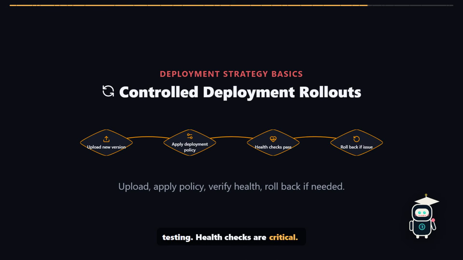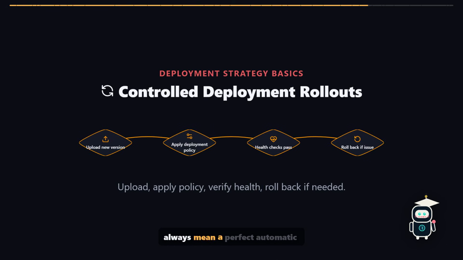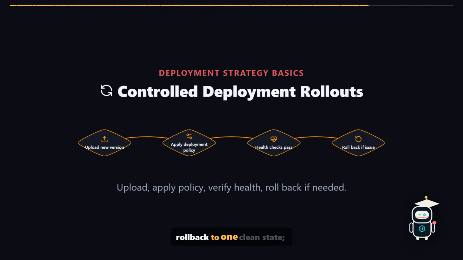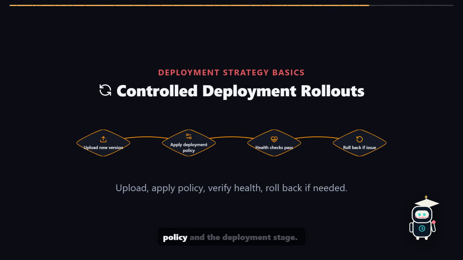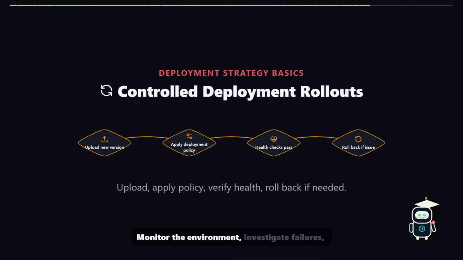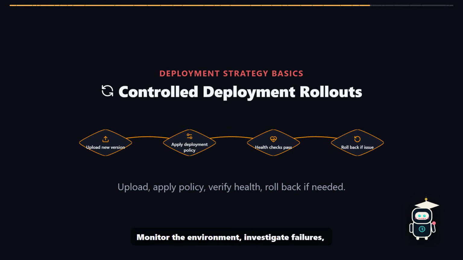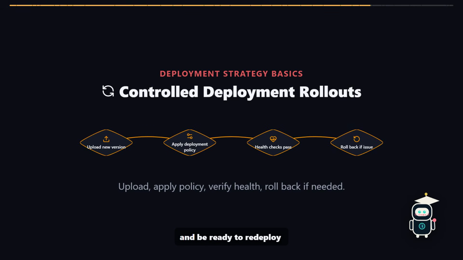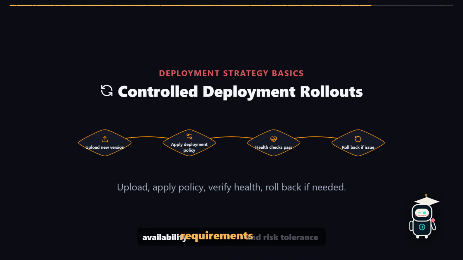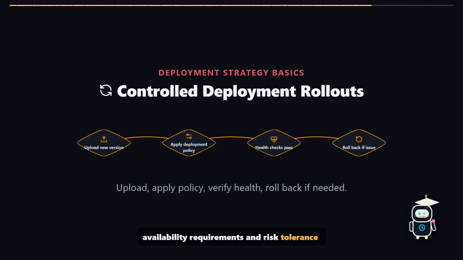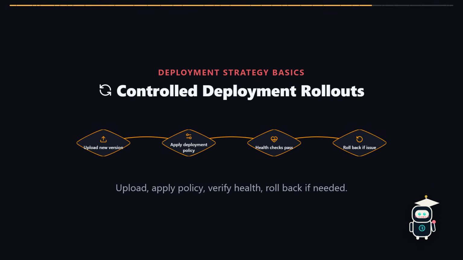Health checks are critical. A failed deployment does not always mean a perfect automatic rollback to one clean state. The outcome depends on the policy and the deployment stage. Monitor the environment, investigate failures, and be ready to redeploy a known good application version. Choose the policy that matches the availability requirements and risk tolerance of the application.